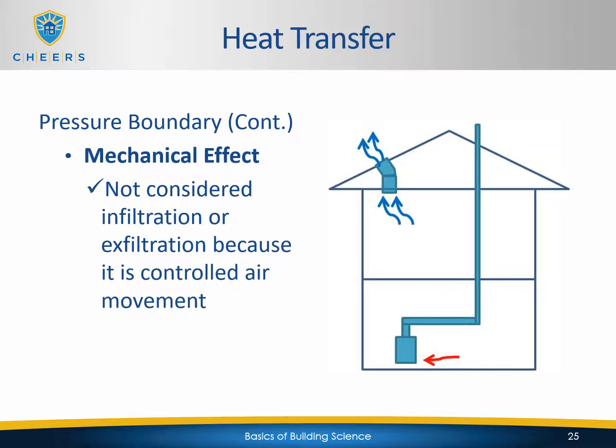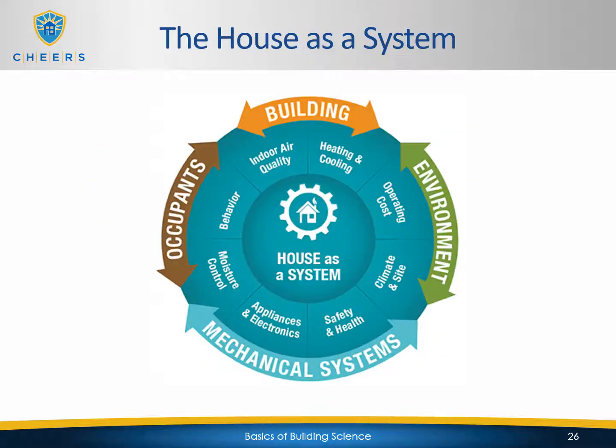One last way for air to go in or out of the house is the mechanical effect. Now in this particular scenario, this is not considered infiltration or exfiltration because it is controlled air movement. As I said earlier, the key word for infiltration or exfiltration was uncontrolled. So this is controlled because you actually have a mechanical system that is pulling or pushing air in or out of the house at preset times in pre-designated locations and so forth. So mechanical effect is not considered infiltration or exfiltration, but when we're talking about heat transfer and air movement, nonetheless, this has to be part of the conversation. In addition to that, mechanical effect can cause other problems, which we'll talk about in a minute, and that will be covering the house as a system.